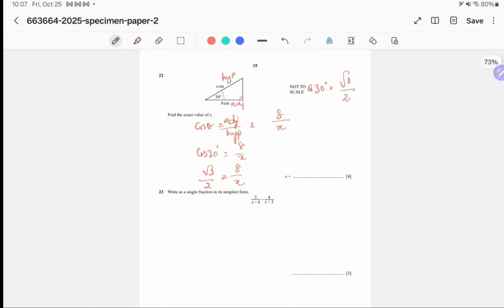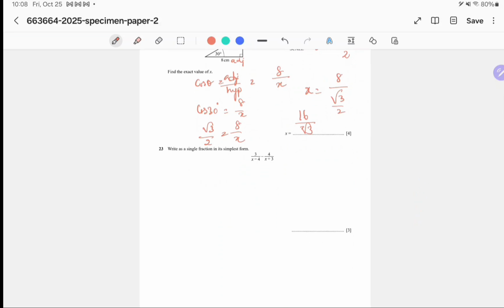So now to find x, it should be going up. So x will be 8 divided by root 3 by 2. So it is 16 by root 3. Okay, this is the answer for x. Now 23rd question, write as a single fraction in its simplest form.